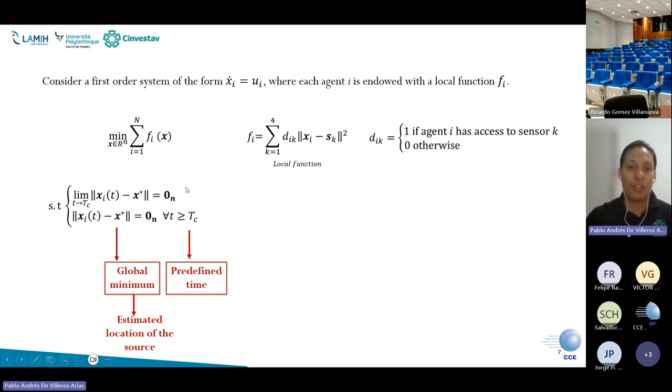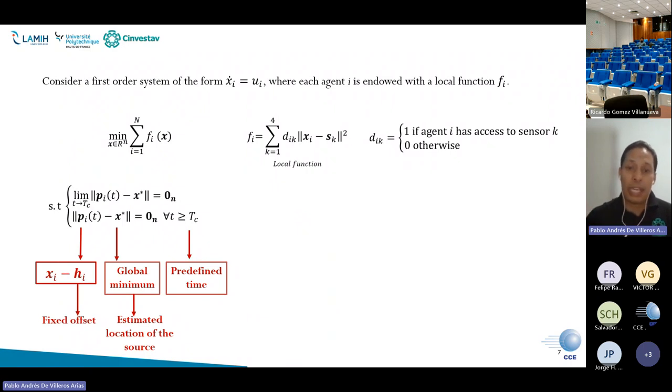Now the constraint. The constraint is concerned with the convergence to the global minimum. And under this structure, the global minimum is the estimated location of the source. So the idea is that the agents converge or perform consensus to that point in a time less than T_C. T_C is the upper bound of the settling time.